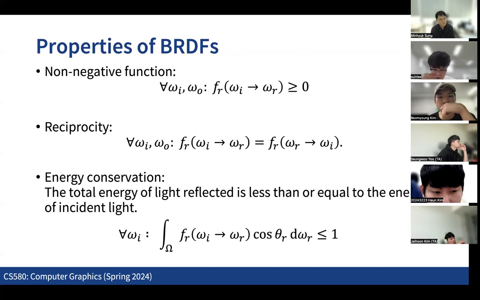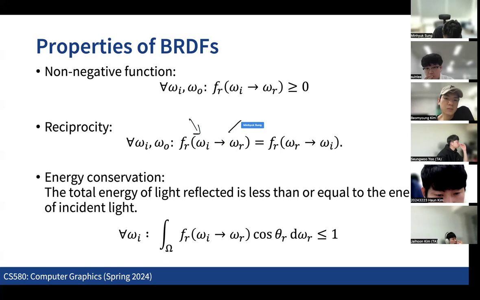And for many physical situations, reciprocity should also be satisfied, which means that if we have some ratio with the incoming direction and the outgoing direction, the opposite side should have the same ratio. So when you flip the incoming and the outgoing direction, we have the outgoing direction as the incoming direction and the other way around, we should also have the same ratio of this reflectance.